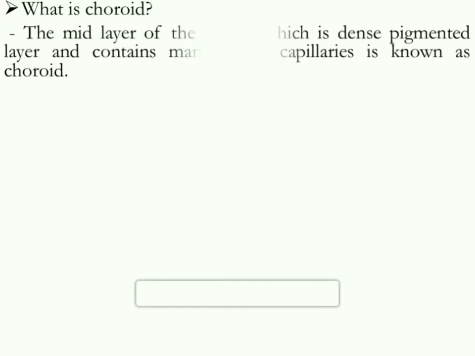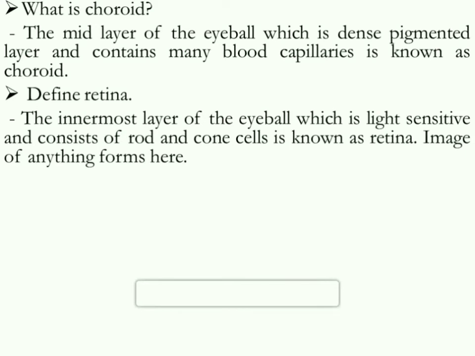Now, the second part of the eyeball, that is choroid. Let us know about choroid. The mid layer of the eyeball, which is a dense pigmented layer and contains many blood capillaries, is known as choroid. And last but not least, what is retina? Let us know. The innermost layer of the eyeball, which is light sensitive and consists of rod and cone cells, is known as retina. Actually, the image of anything that we see is formed on this retina.